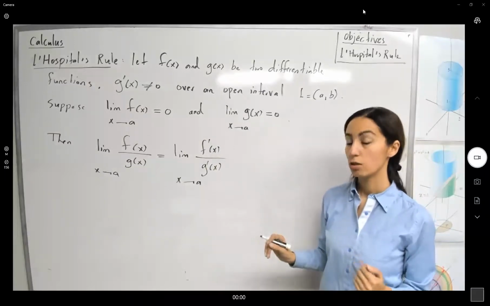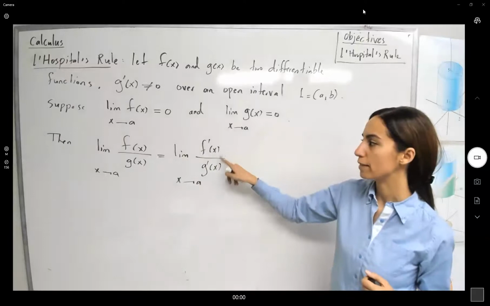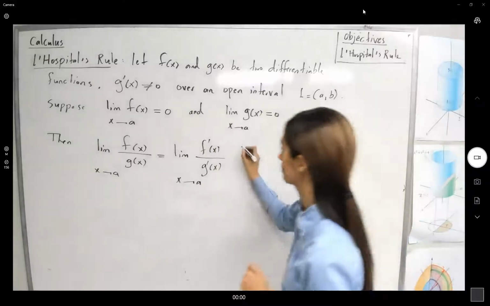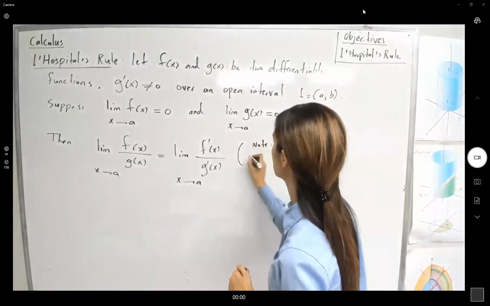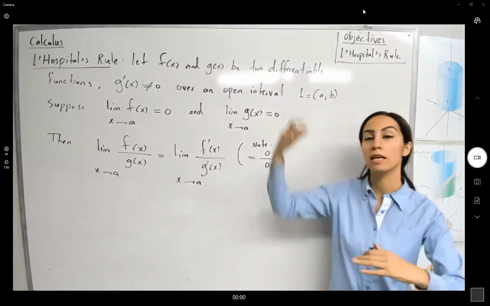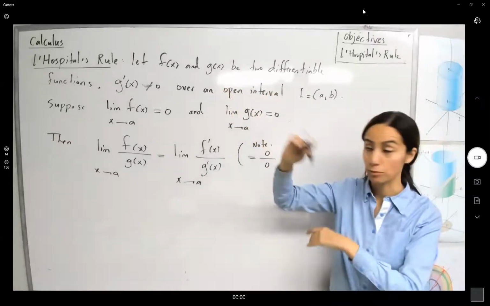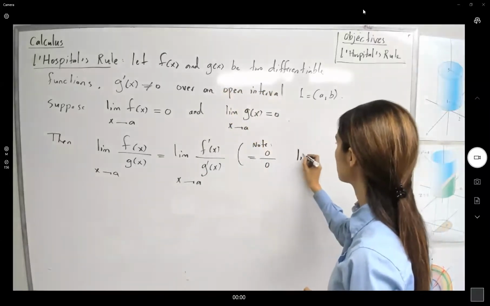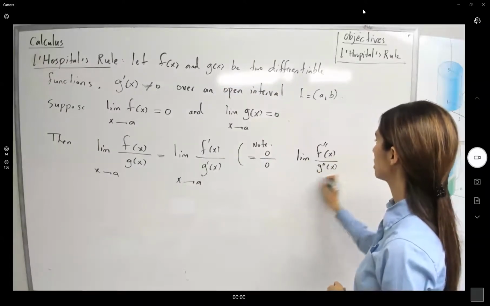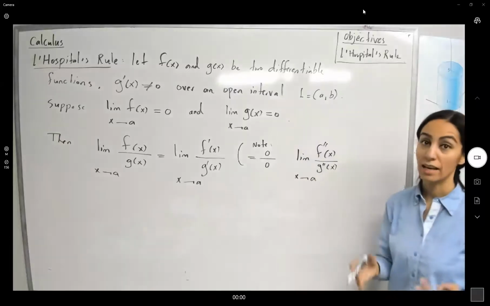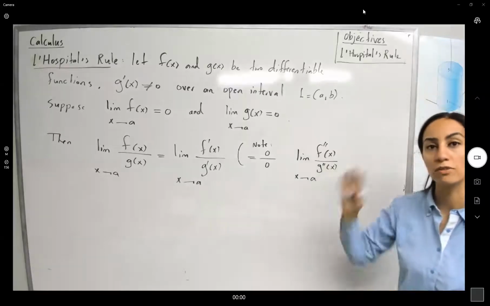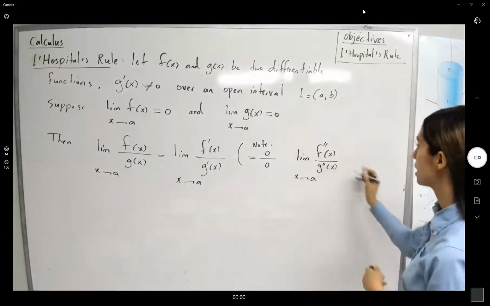So note that if at this point you take the limit of the derivatives and it is still equal to 0 over 0, then we have to continue taking the derivatives from the top, from the bottom. This is equal to the limit of the second derivative of f over the second derivative of g as x approaches a. And again, if this is equal to 0 over 0, you can continue taking the derivatives from top, from the bottom, and find the limit eventually.